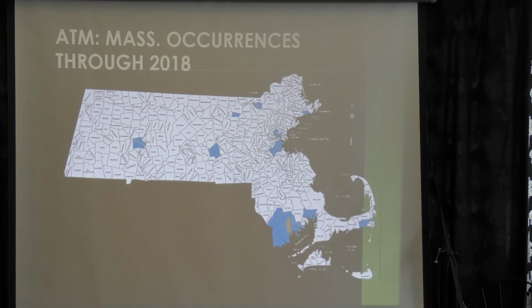Now the question is, is it showing up occasionally in tires, or is it established here? They're finding it overwintering in Worcester and also down in Bristol County. So we're thinking that yes, it is established here in some areas.